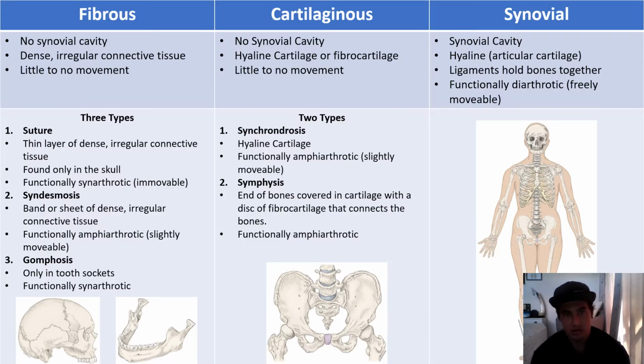Here's just a breakdown of the different categories of joints. We've got fibrous, no synovial cavity, quite a dense, irregular connective tissue, and has little to no movement. So good connecting type joints. So things like the panels of your skull are bound together by fibrous suture joints. Your teeth are held in place by fibrous joints.